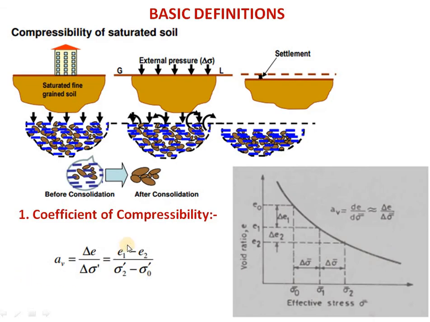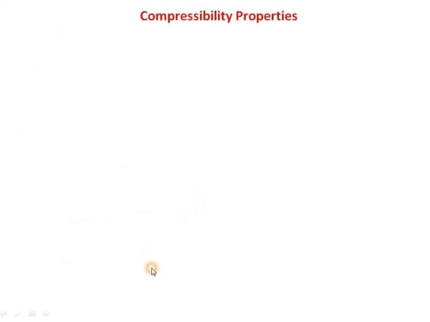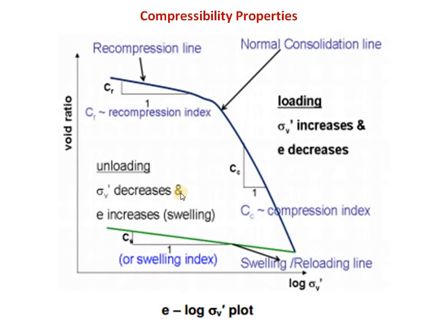This curve will give you the coefficient of compressibility, that is, the change in void ratio delta e upon the change in effective stress delta sigma dash, which is given by the initial void ratio minus the final void ratio upon the final stress minus the initial effective stress. So next you are having the compressibility properties.